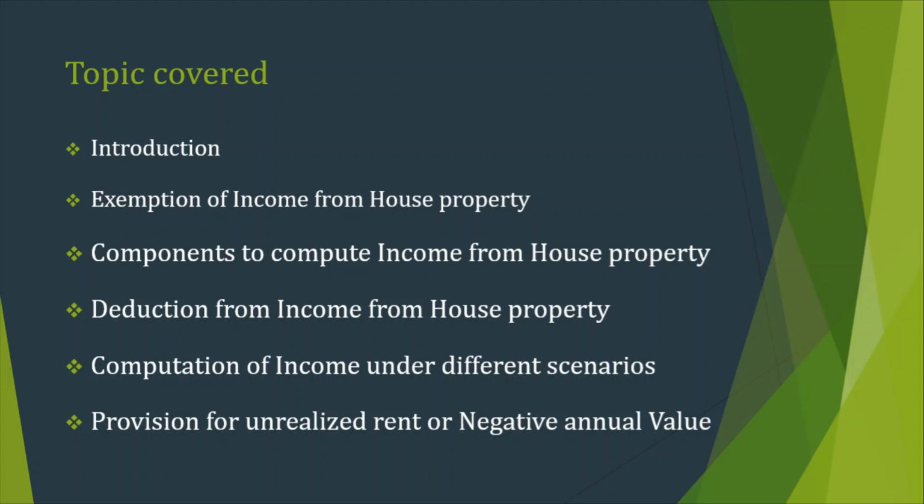Here you will see the overall structure of the income from house property. Then deduction from the income from house property: there are two types of deduction. We will discuss the standard deduction as well as the interest on borrowed capital. Then computation of income under different scenarios: there are around 5 different scenarios under which income from house property shall be computed. Then the provision of unrealized rent, the conditions under which a person can say it is an unrealized rent, and the negative annual value, the circumstances under which annual value can be negative. So these things we will discuss in this topic.